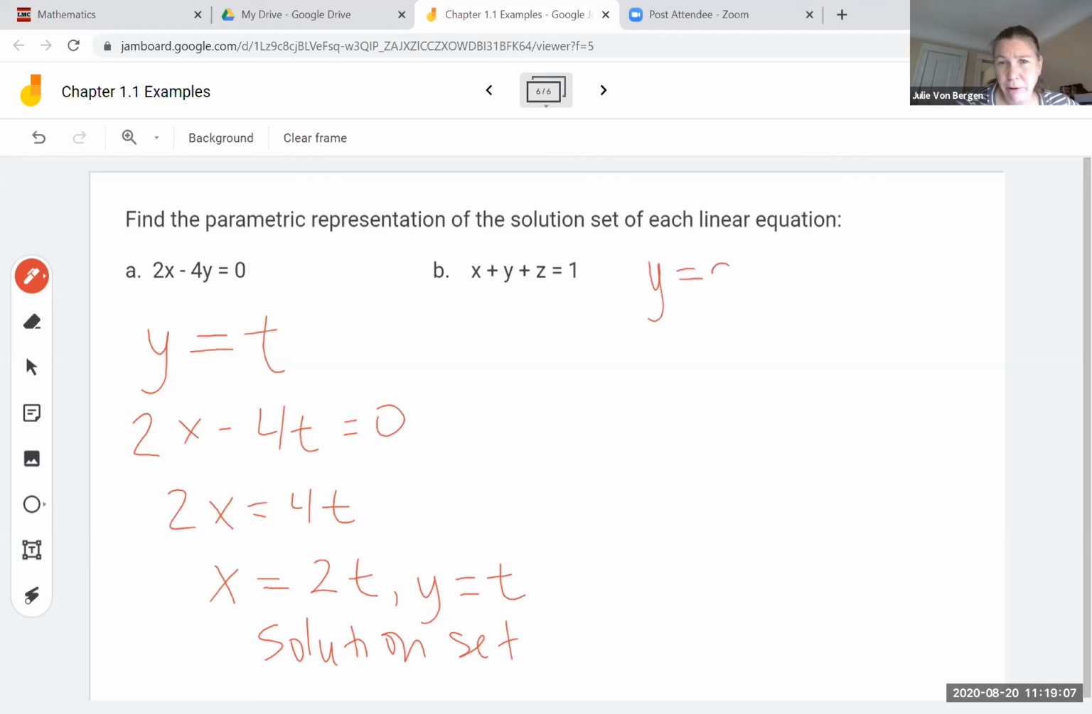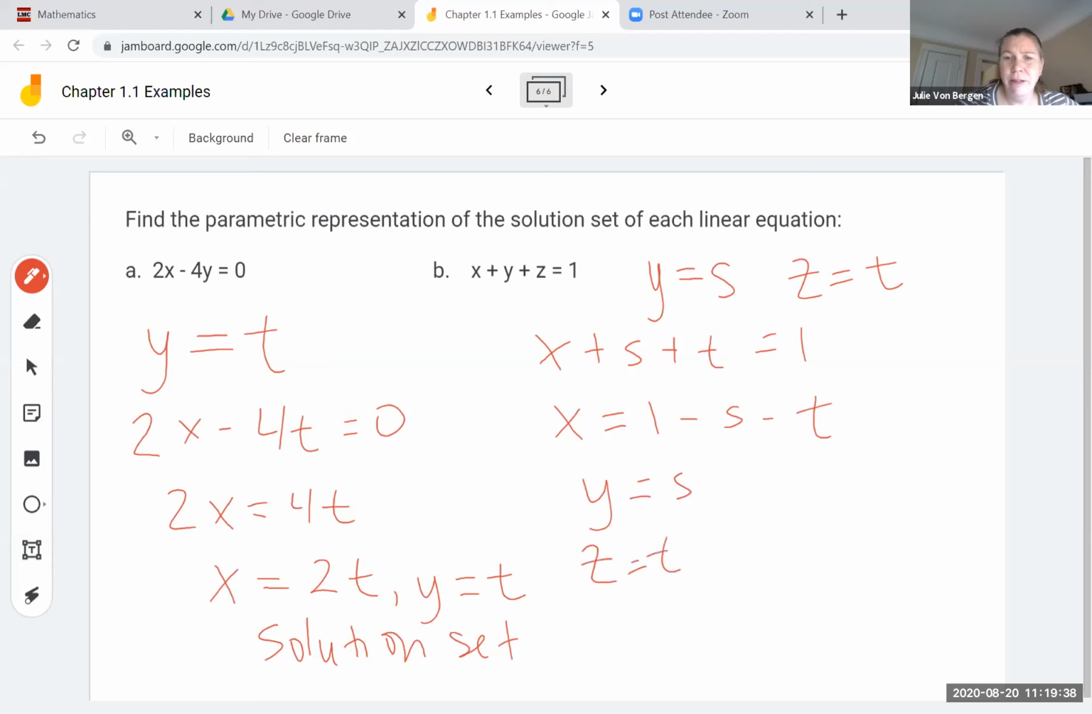Usually we go in alphabetical order. And so we are going to have a new equation that says x plus s plus t equals 1. And then if we want to get x by itself, we'll say, okay, well, x is 1 minus s minus t. So we would say our solution set is x equals 1 minus s minus t, y equals s, and z equals t.